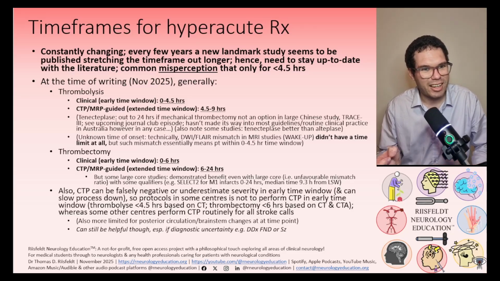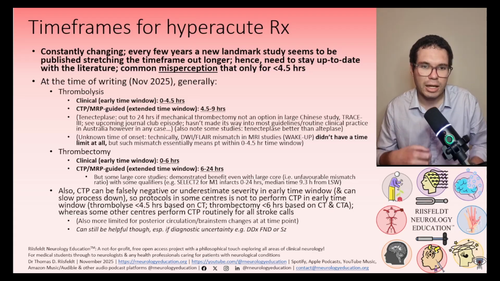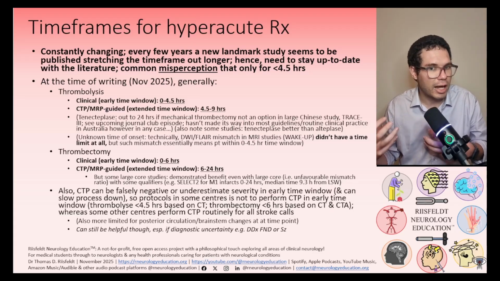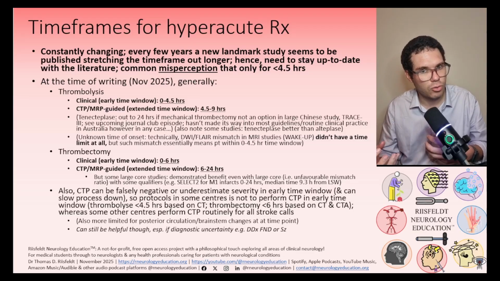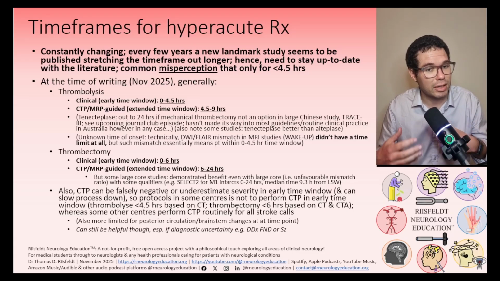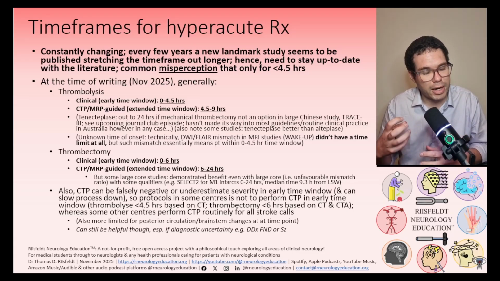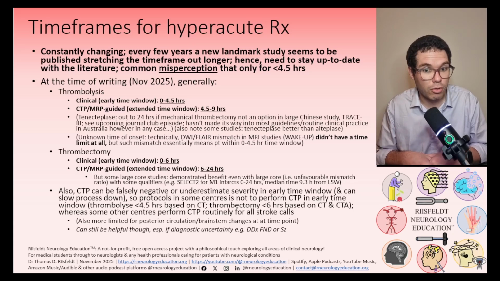The first thing to say is that the answer to this question is constantly changing. Every few years, it seems that a new landmark study is released which stretches the time frame out longer. And that's why it's really important to stay up to date with the literature, especially in stroke medicine. So this is being recorded and filmed in November 2025.